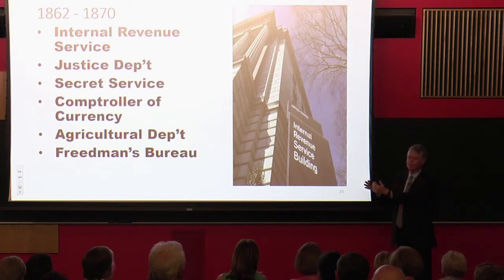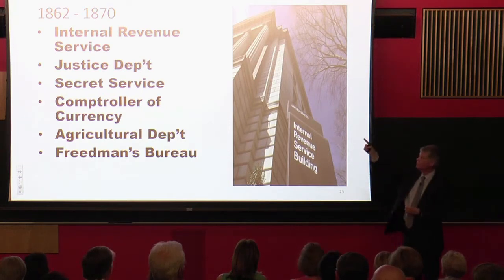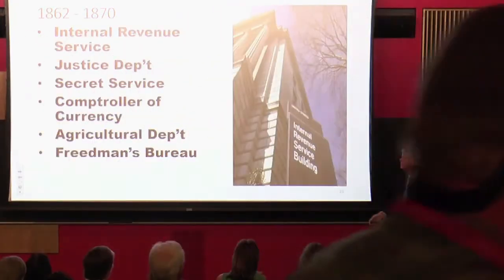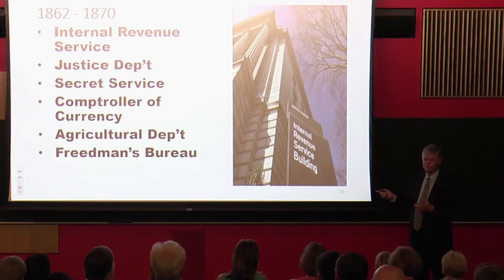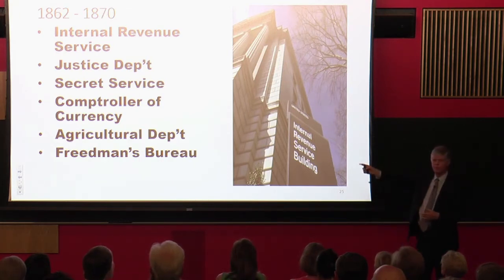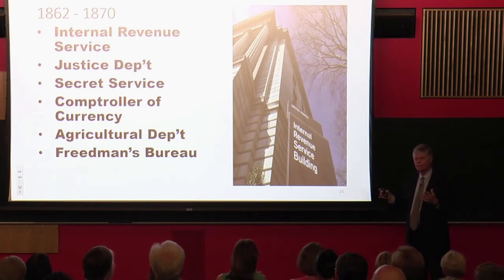But so they created an internal revenue because for the first time, the federal government was getting involved in massively taxing inside the United States. The Justice Department, as we know it, there'd always been an attorney general, but he didn't have a battery of lawyers. The Freedmen's Bureau, for the first time, the United States government got involved in social services.